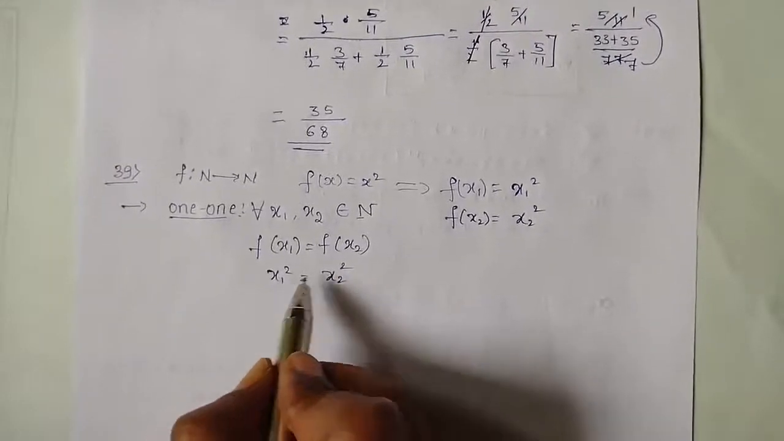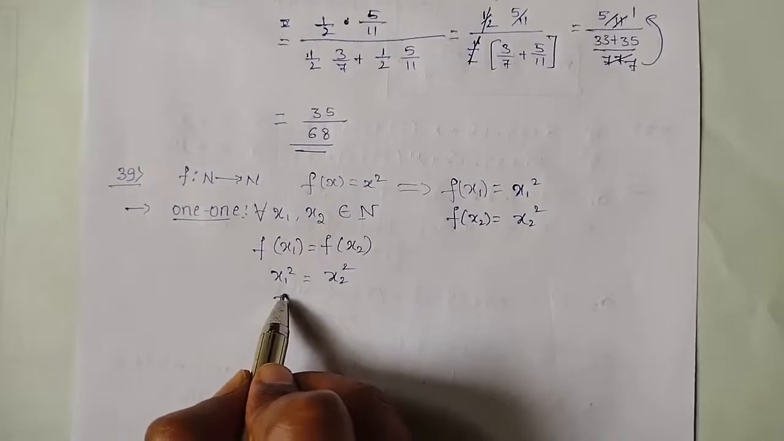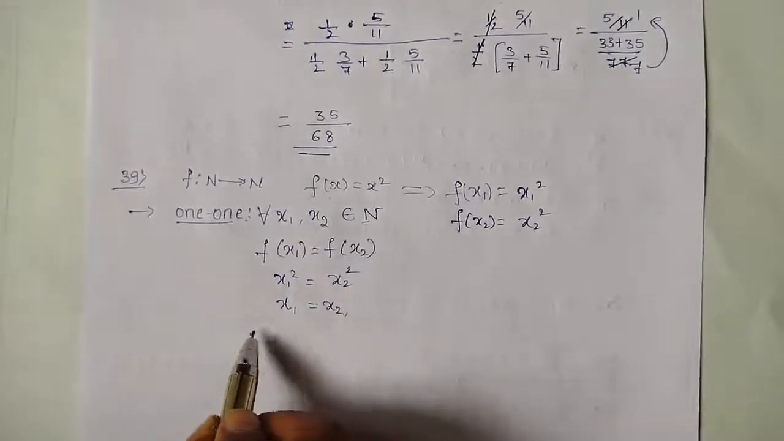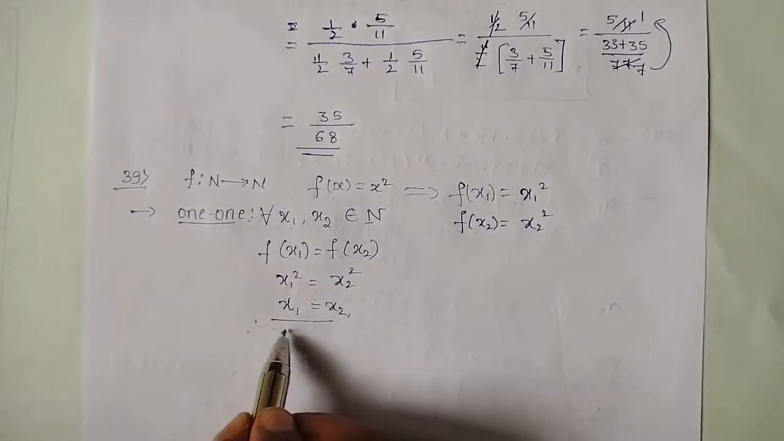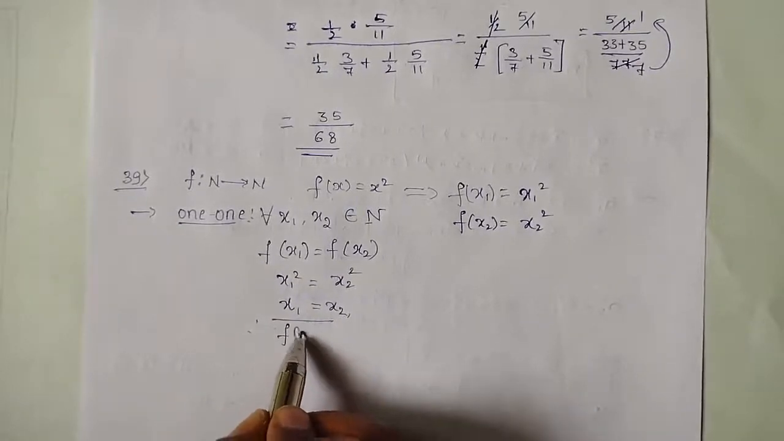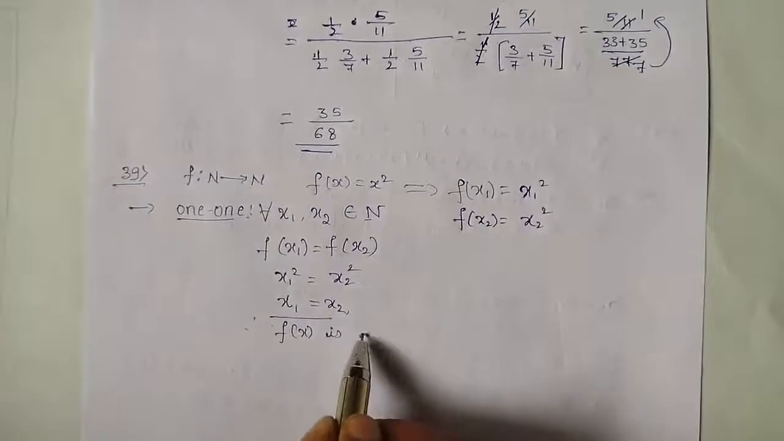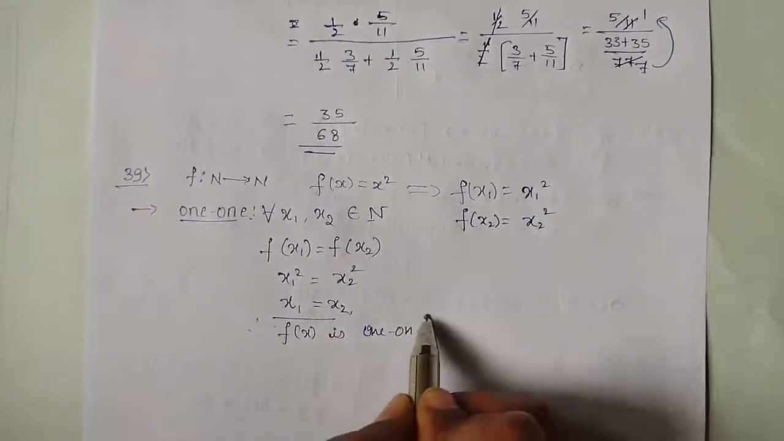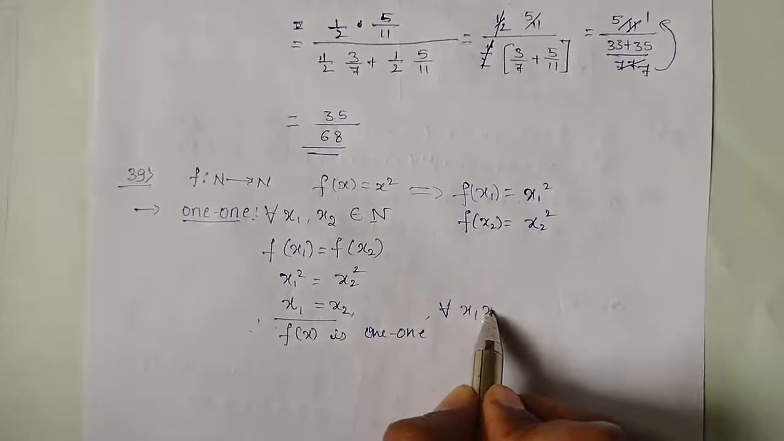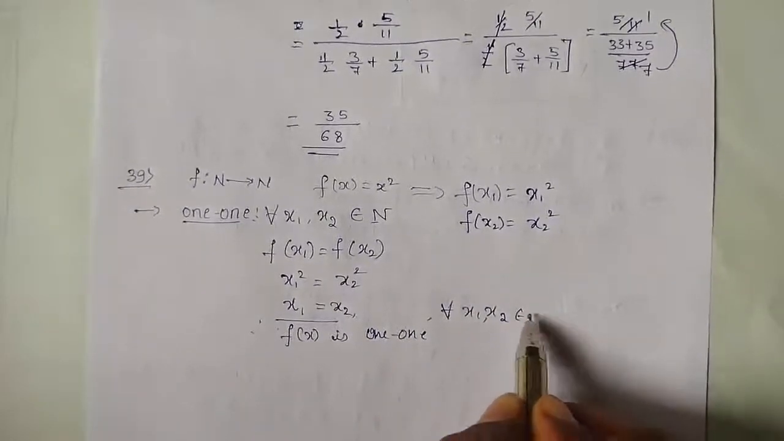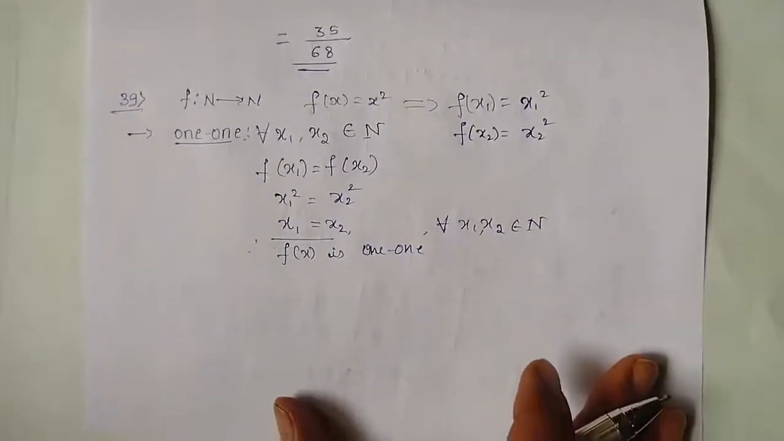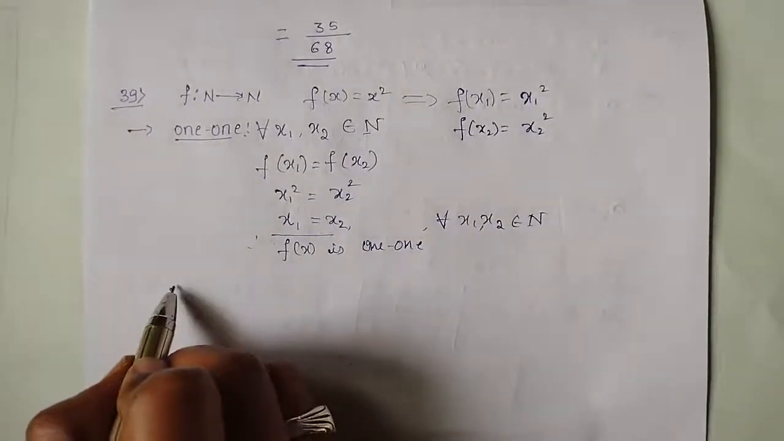Taking the square root, the squares cancel, so x1 is equal to x2. Therefore f of x is a one-one function, for all x1, x2 belongs to natural numbers. Next we have to prove that it is an onto function.